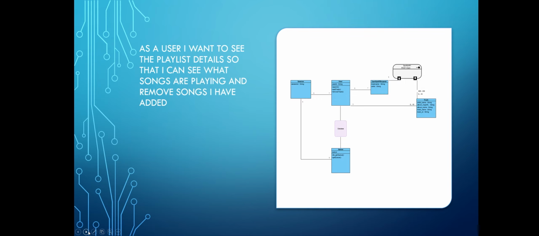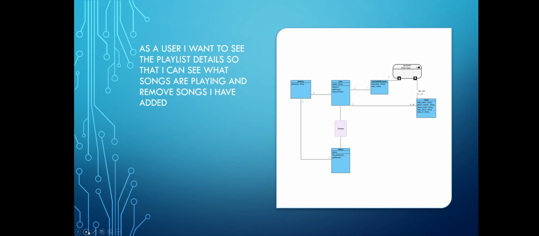So, my first user story is as a user, I want to see the playlist details so that I can see the songs that are playing and I can remove songs that I have added. So, here on the right side, we have our class diagram. Let's start from the left and then we'll work right.